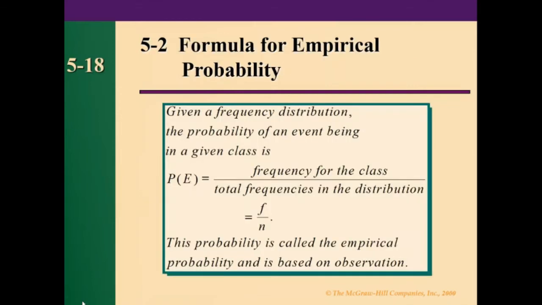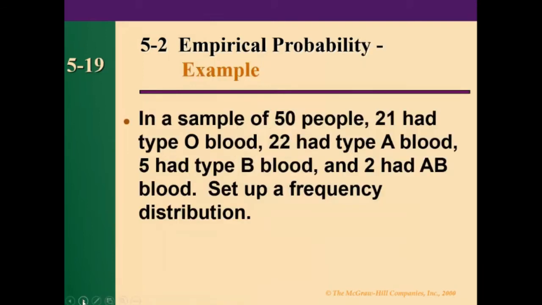Di ba? So, given the frequency distribution, the probability of an event being in a given class is, ayan, P of E is equal to the frequency for the class over the total frequencies in the distribution. To summarize it, equals F over N. This probability is called empirical probability and is based on observation. Pag may observation, may recorded data.